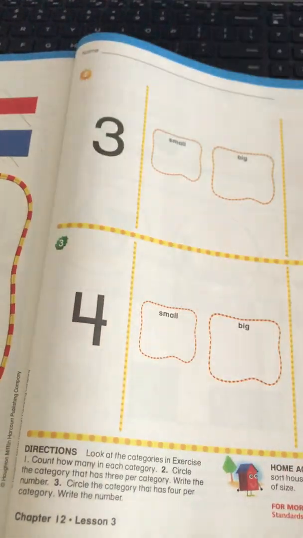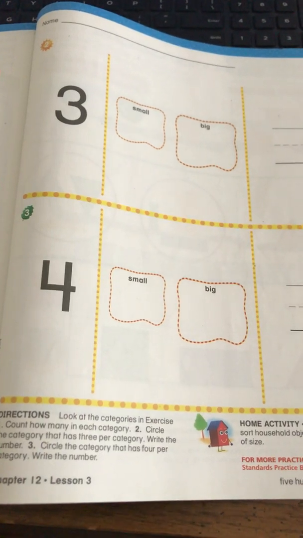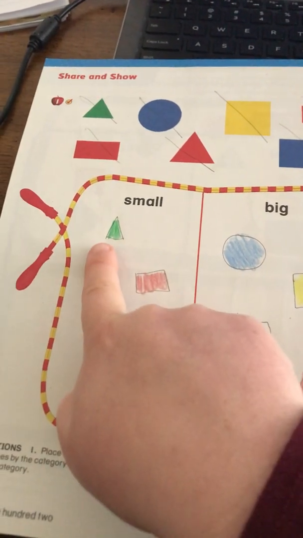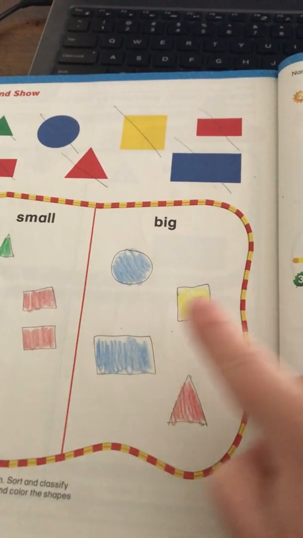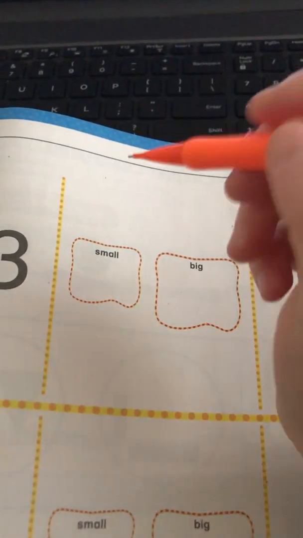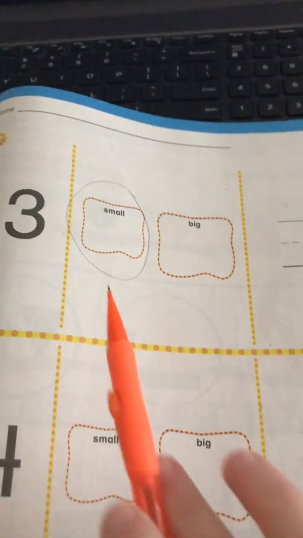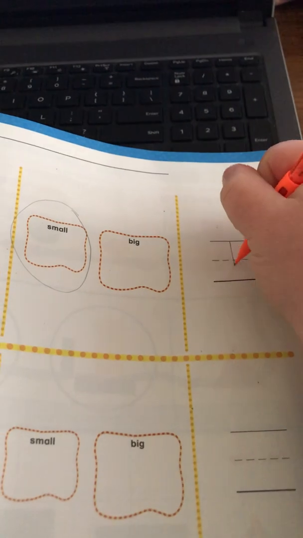So let's come to page 503, and we're on problem number 2. Circle the category that has 3 in the category. How many shapes do we see under small? 1, 2, 3. How many shapes do we see under big? 1, 2, 3, 4. Which category had 3 shapes? Small. How many categories did you circle? You circled 1.